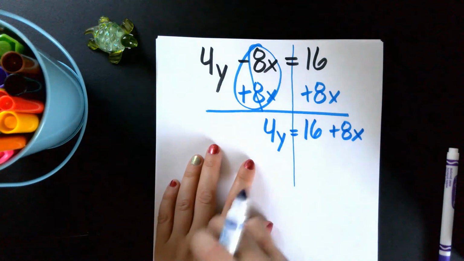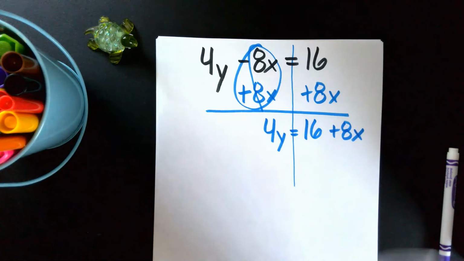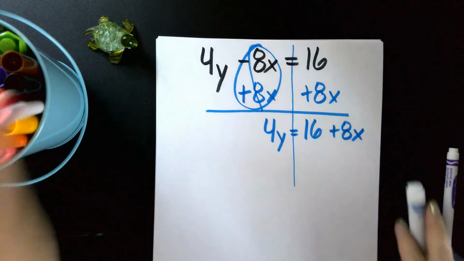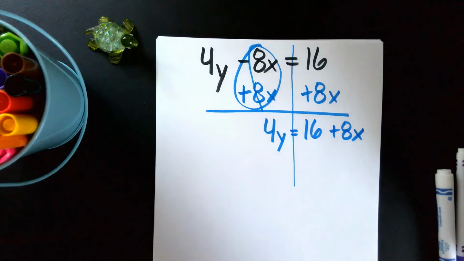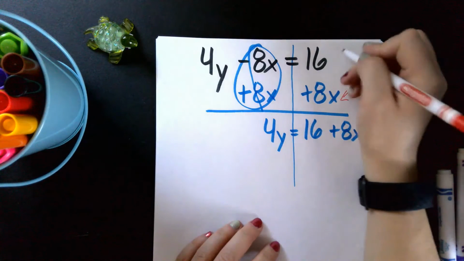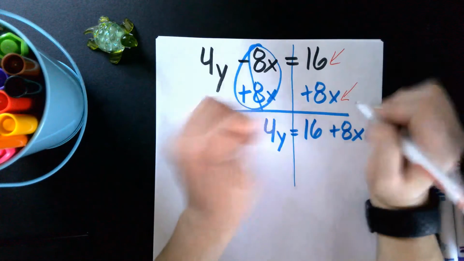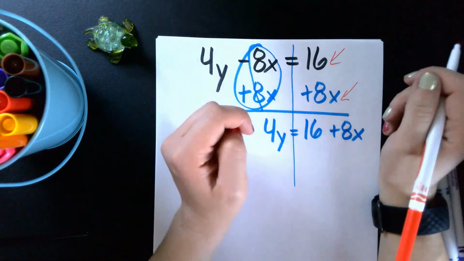Now, something I want to point out to you guys, because this is very confusing, I find, most years. So if you don't get it, it's okay. We'll keep working on it. If you look up here at 8x and 16, this is 16 units and these are 8x's. Are they the same thing?